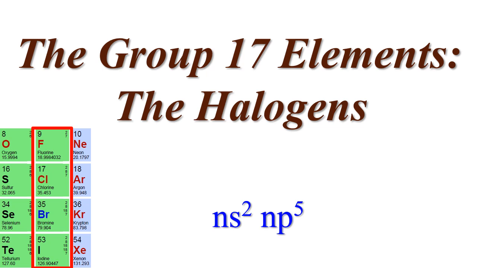Starting group number 17, or in old notation main group 7. It's fluorine, chlorine, bromine, and iodine. All of them have electron configuration ns2 and p5. One electron less from the closed shell of noble gases: neon, argon, krypton, and xenon.